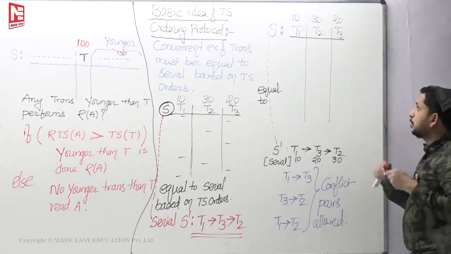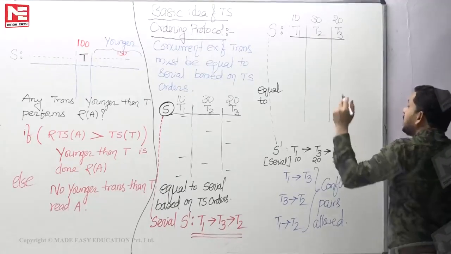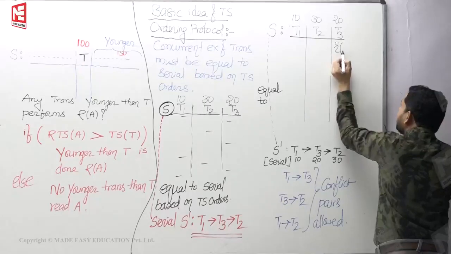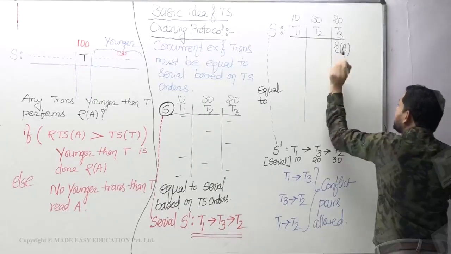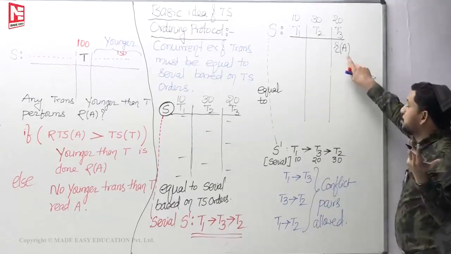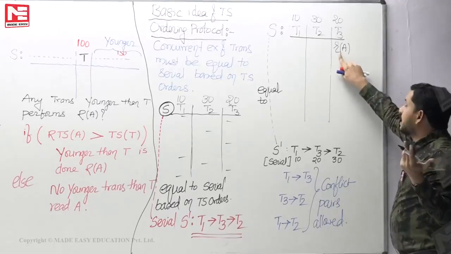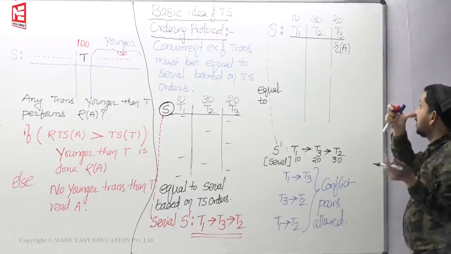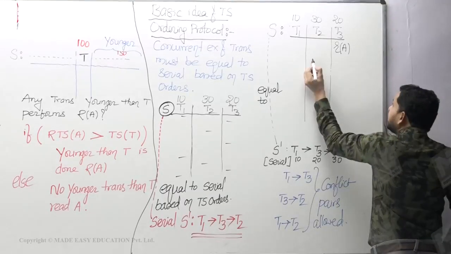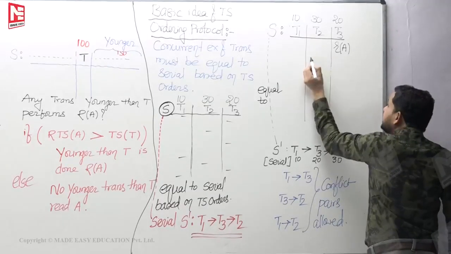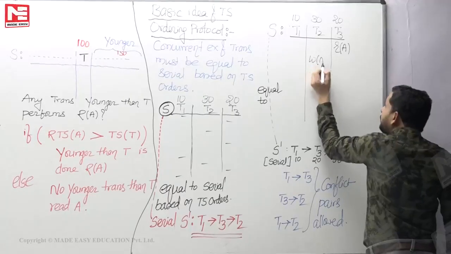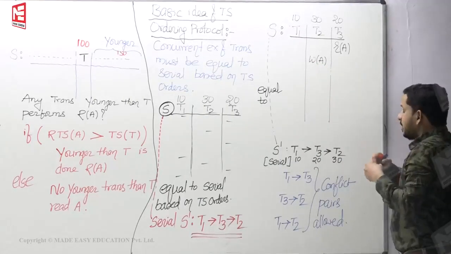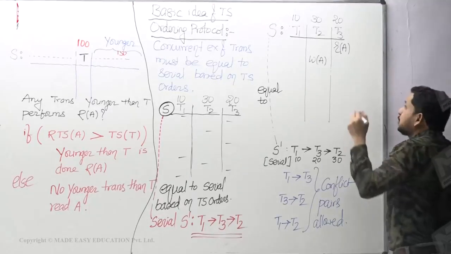Now let us see. Assume T2 requested read of A. Then T3 requested read of A. No issue, no conflict pair occurs, because it's the first operation. It is allowed. Then after that, T2 requests write of A. Before write of A is granted, we test whether write of A is allowed or not.